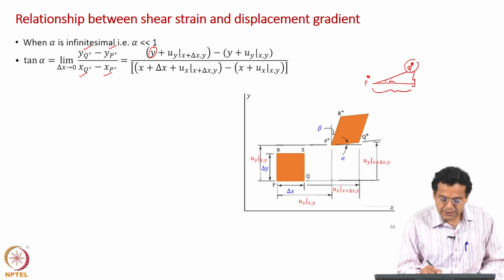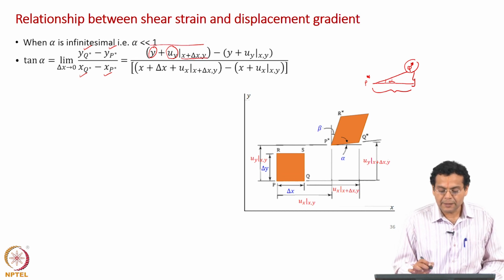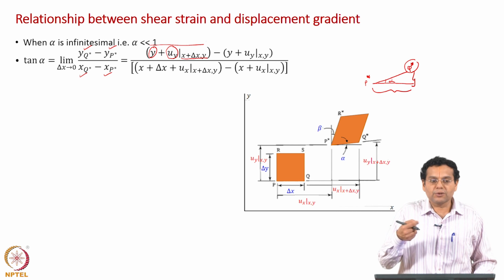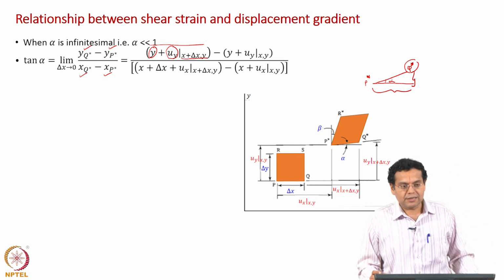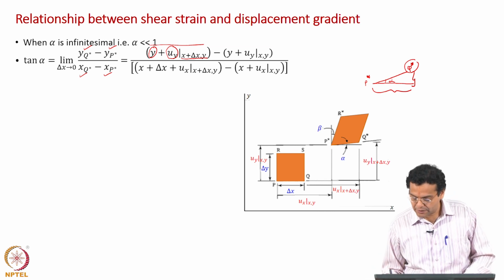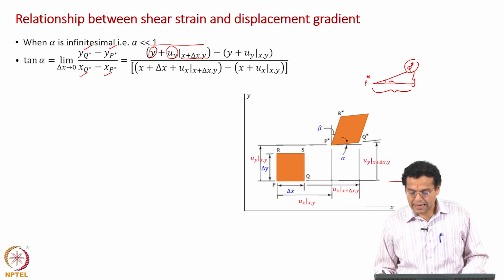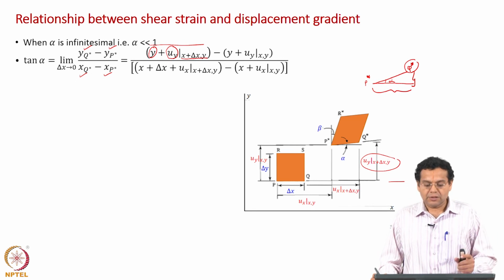q. How do you represent it? u y is the vertical displacement, but you are writing for q, which is at x plus delta x comma y. So, this put together will give you the new y coordinate of q star. The original y coordinate is this y. To that you are adding the vertical displacement, evaluated at x plus delta x comma y, which gives the new y coordinate for q star.